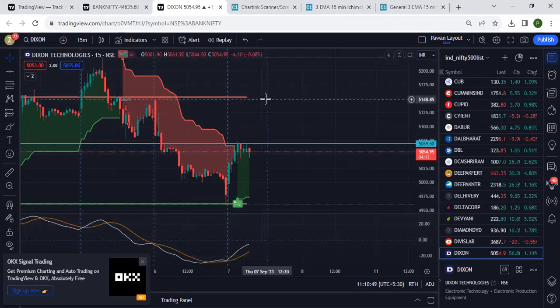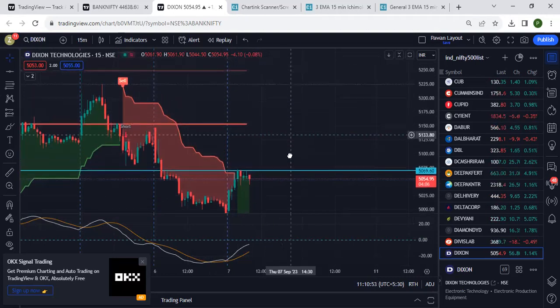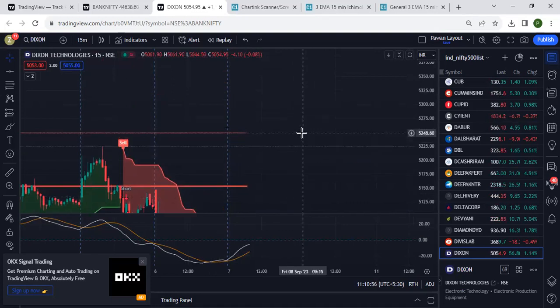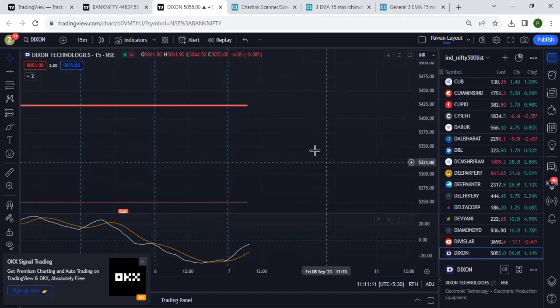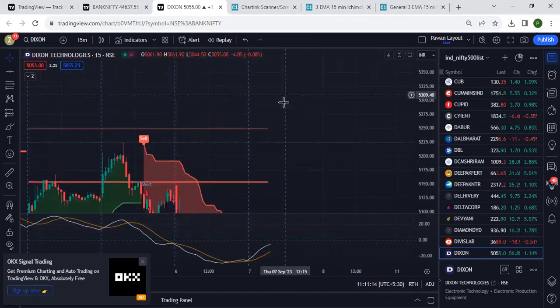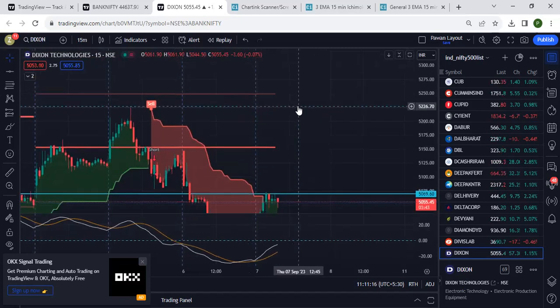and the targets will be 5155, 5248 and 5422. These are all the weekly targets. One should hold the stock for 7 to 10 days, you can say.